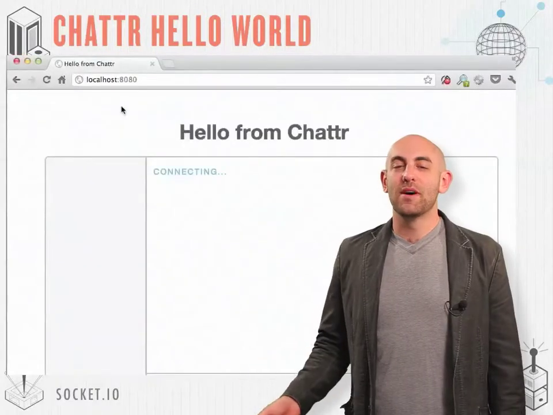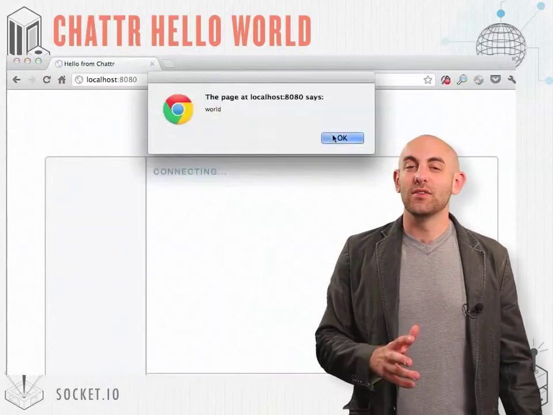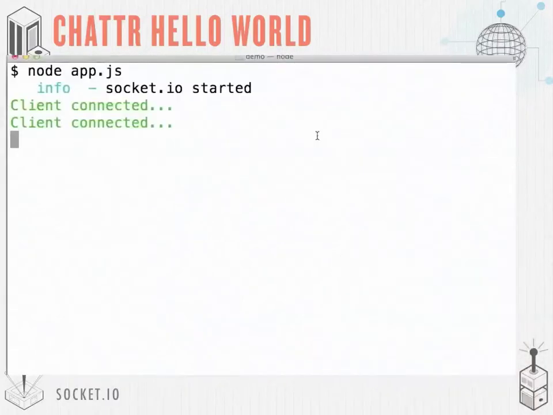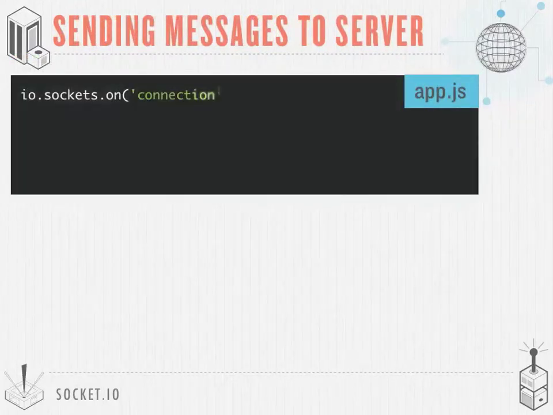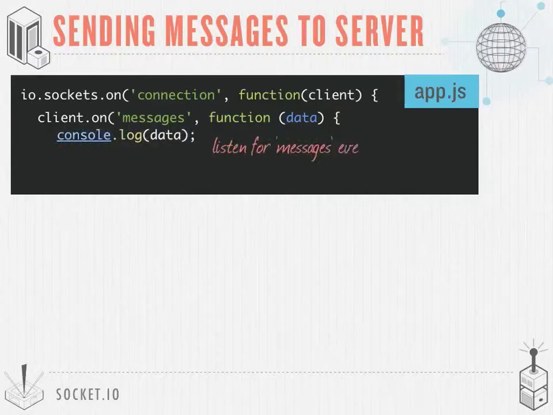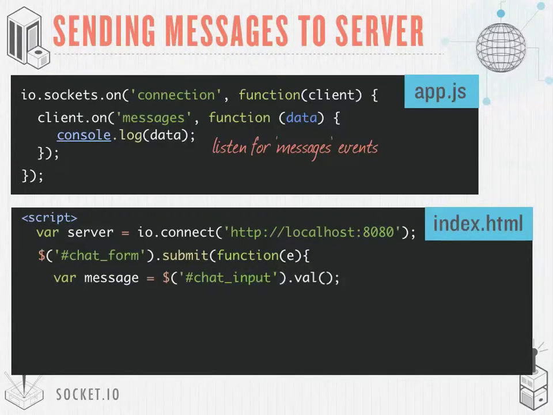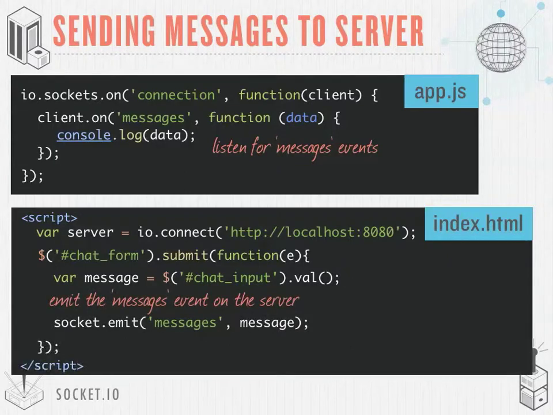Just like we sent a message from the server to the client, we can also do the same thing from the client to the server. First, on our server, let's set up a listener on the messages event to log data whenever the client sends the messages event. Over on our client, we're going to use jQuery to hook into our chat form. And whenever that's submitted, we're going to take the value out of the chat input, which is our text box, and we're going to emit that messages event on the server.